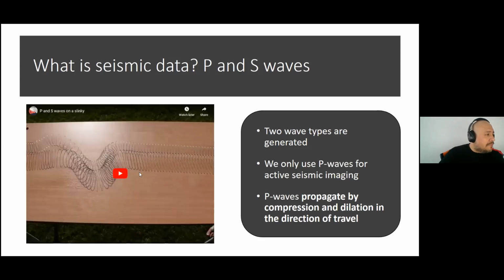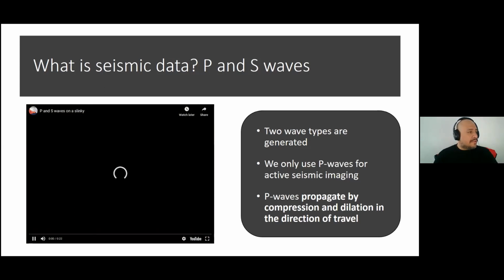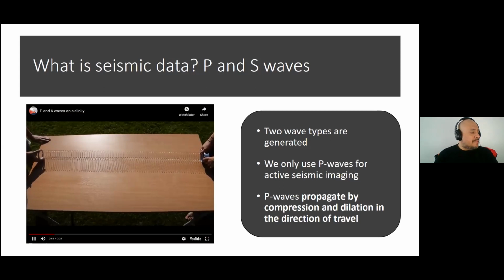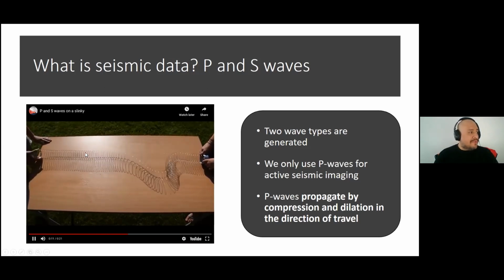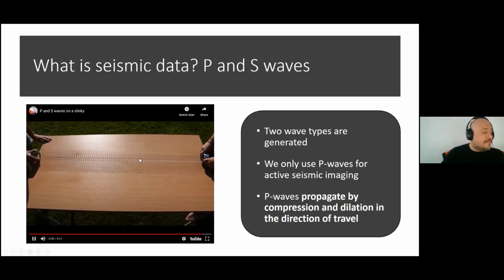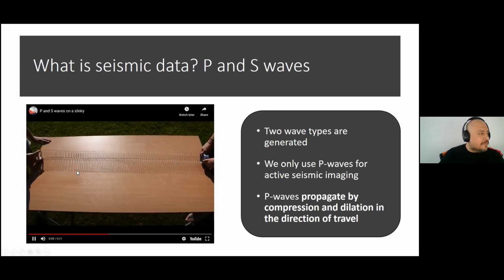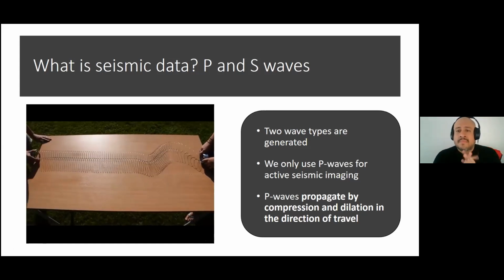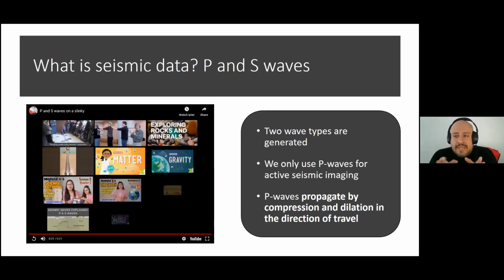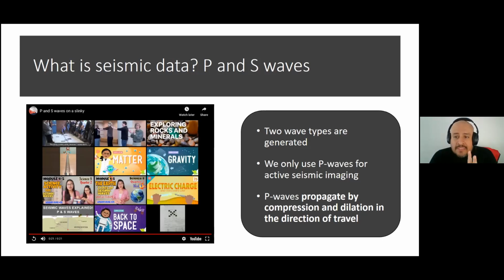Okay, so we're going to see it now. First, we're going to see the P wave. As you can see, the wave propagates in the same direction of the motion. Now we are going to see the S wave. You see, this is perpendicular. We are going to see it again for you to understand better. This is the P wave, in the same direction. And now we're going to see the waves that are perpendicular to those. The first slinky motion shows compression and dilation in the direction of travel of the P wave. The second shows how they move via shear.